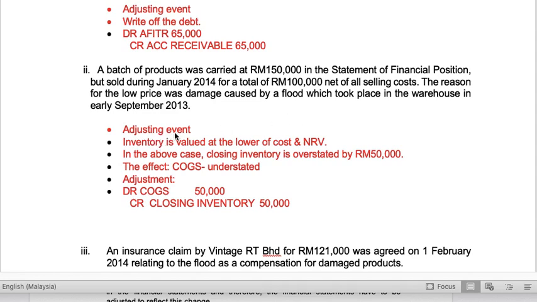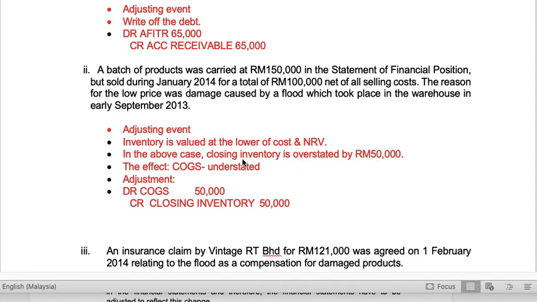Okay, so this is of course an adjusting event because in accounting, when you report the inventory, it should be at the lower of cost and net realizable value. Net realizable value is the amount that you can get when you sell the inventory. So in this case, what happened is you report in your SOP at 150,000, but when you realize the NRV is actually 100,000 only. So based on the accounting convention, you should report it at the lower. So between 150 and 100, it should be 100, but you have reported 150. It means that your closing inventory is overstated by 50,000.